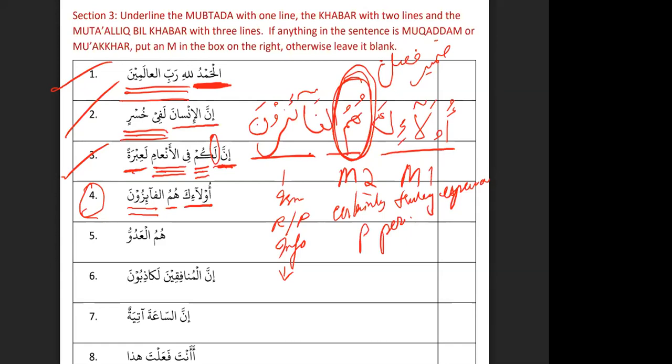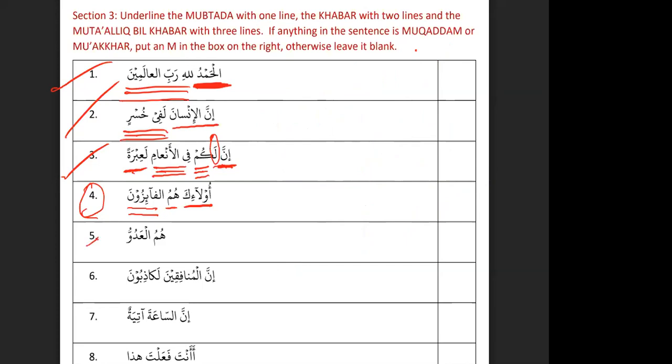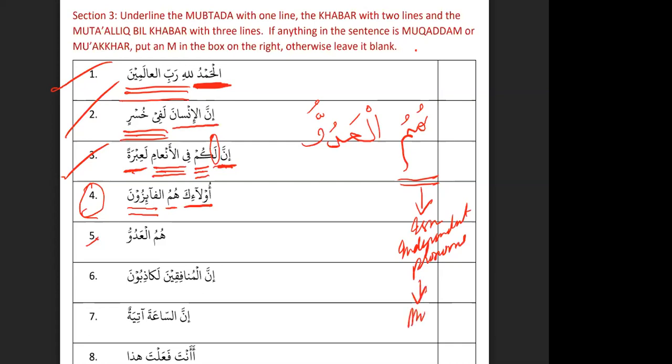Acha. Okay. Number 5. Humul aduwu. Again, what is this? It is an independent pronoun. Yes, ism, independent pronoun. So this is proper. Mubtada. Yes, this is mubtada.